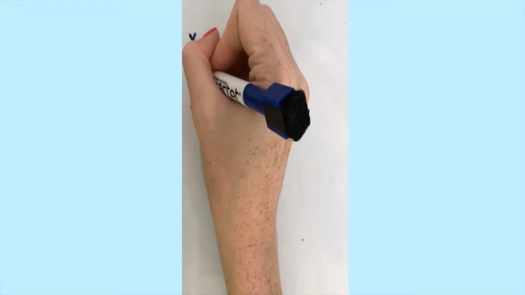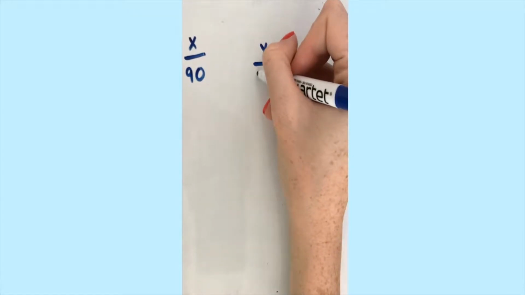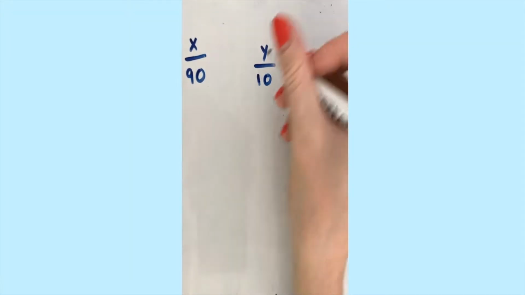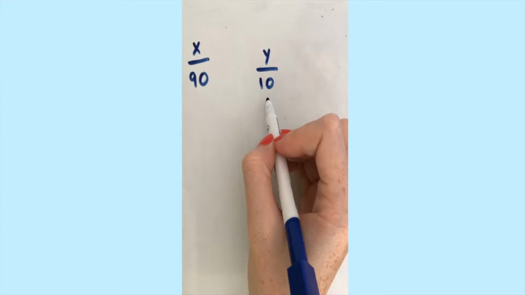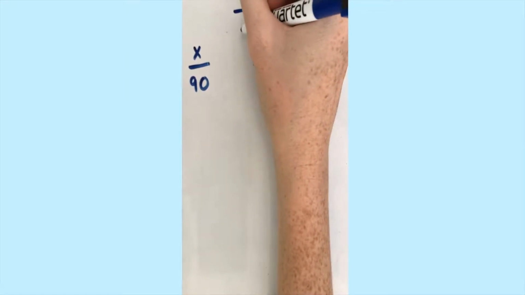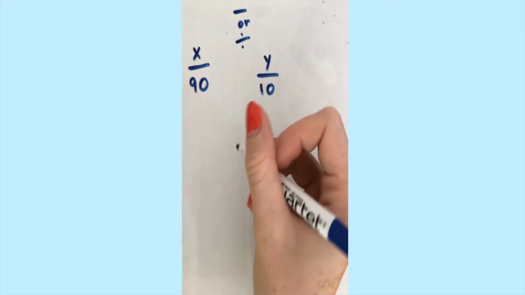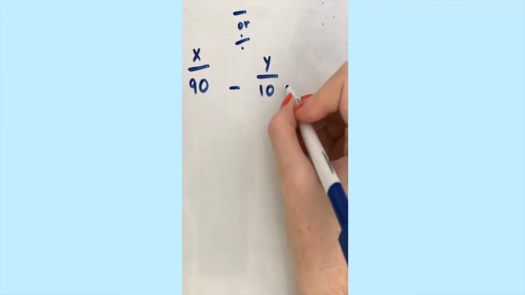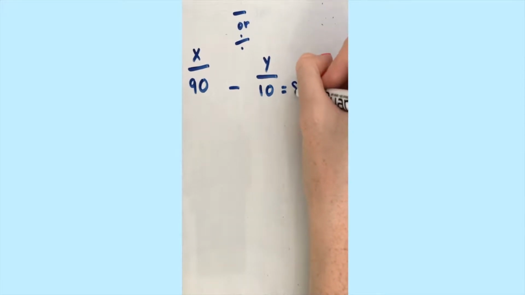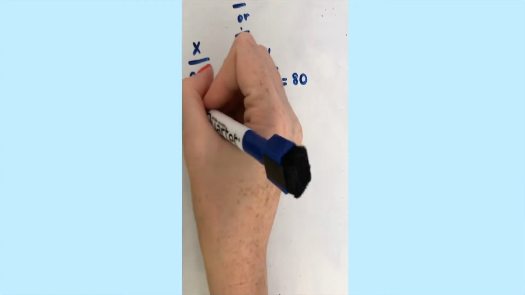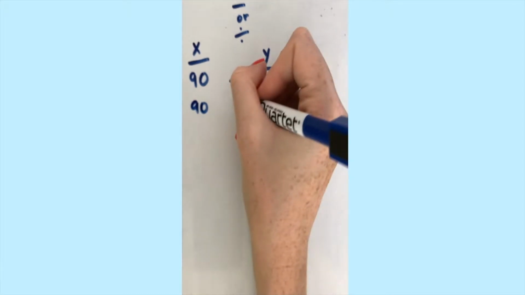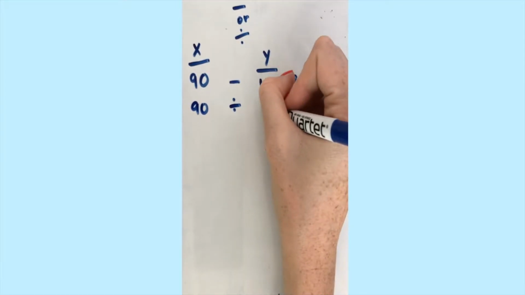First, let's look at the input 90 and its output 10. We see that 90 is greater than 10, which means that our operation has to be either subtraction or division, because those operations will provide us with smaller outputs in this case. Let's start with subtraction. 90 minus 10 equals 80. Now let's look at division. 90 divided by 10 is 9.